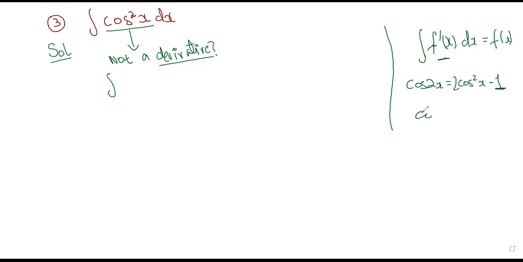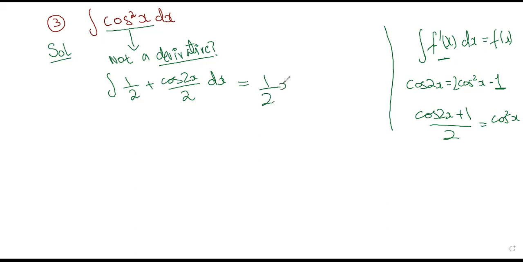So we would have cos 2x plus 1 by 2 equals cos square x. We will have 1 by 2 plus cos 2x by 2 dx. So we need to integrate this function. So the integral of 1 by 2 is 1 by 2x plus we need to integrate cos 2x by 2 dx. Now again, we are discussing the section of recognizing integrals. So we need to basically identify this derivative, okay?